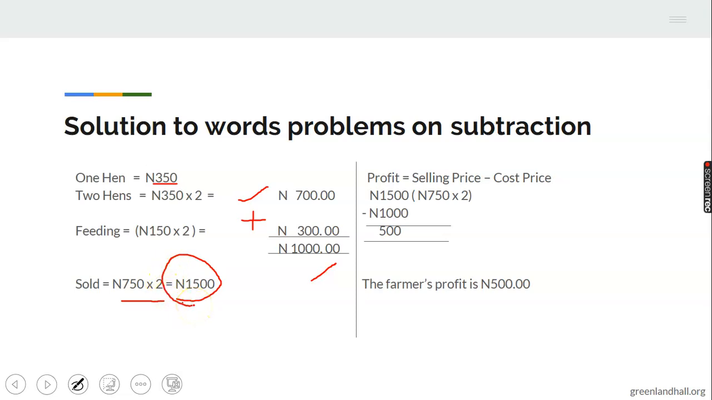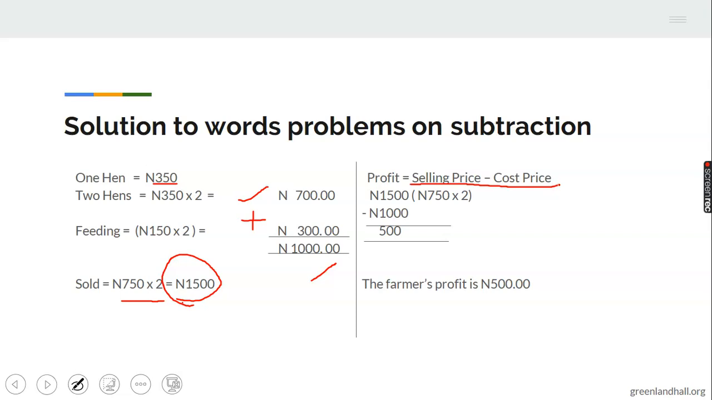So what is his profit? How do people get profit? You buy something for a small amount of money, you sell it for a bigger amount of money. That's when you have a profit. The amount you are selling is bigger than the amount you have bought it for. So look at it. Profit is calculated by subtracting the cost price from the selling price. That is, selling price minus cost price. The amount you sell a good minus the amount you bought that good.